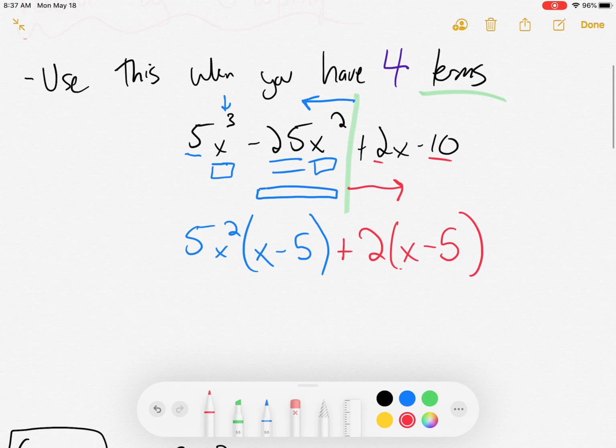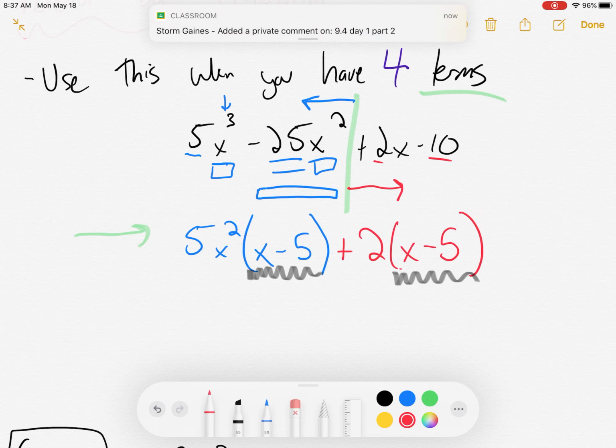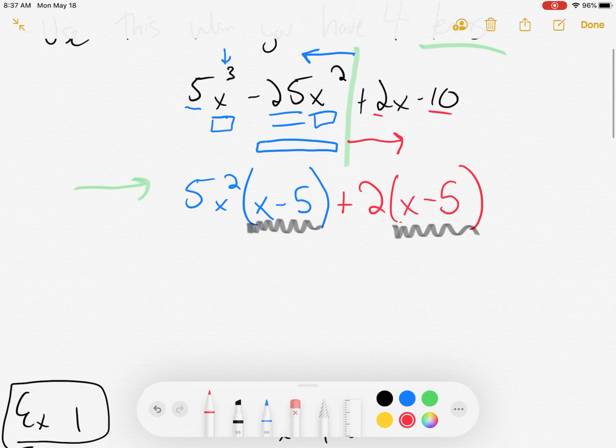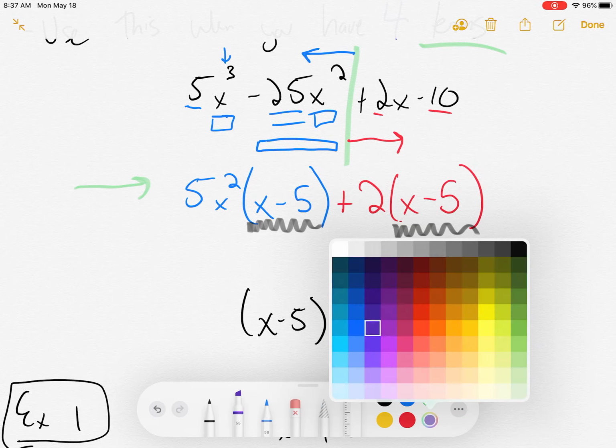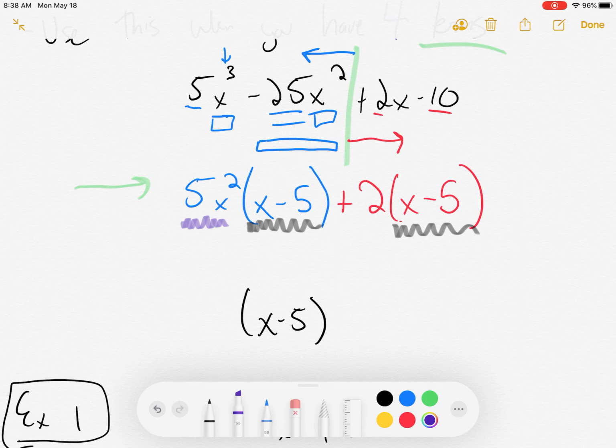Okay, now one last step. When you look at this right here, you should say, hey, these have the same thing. They have an x minus 5 and an x minus 5. So what we're going to do is combine these to be the same thing. Since they're the exact same, let's write it one time down here. Now, I'm going to do the same thing and combine, in purple, this and this.